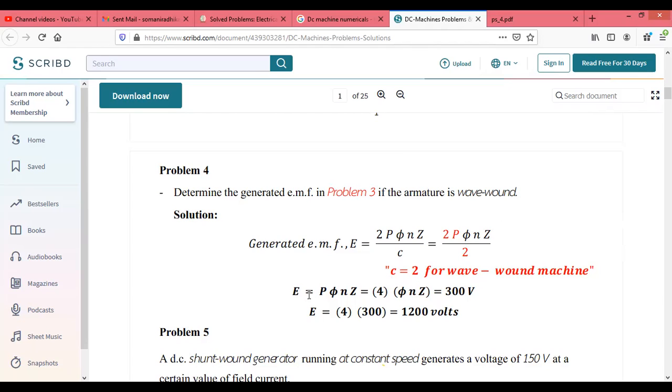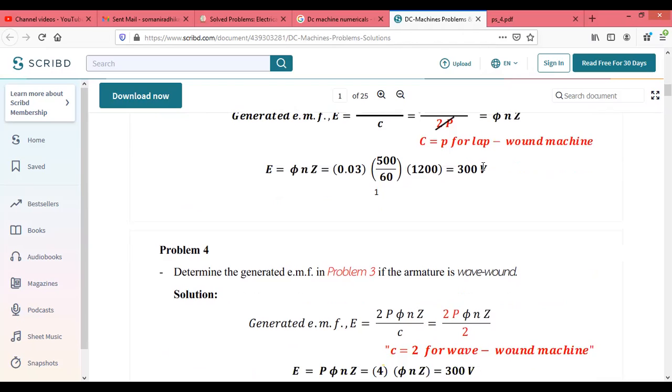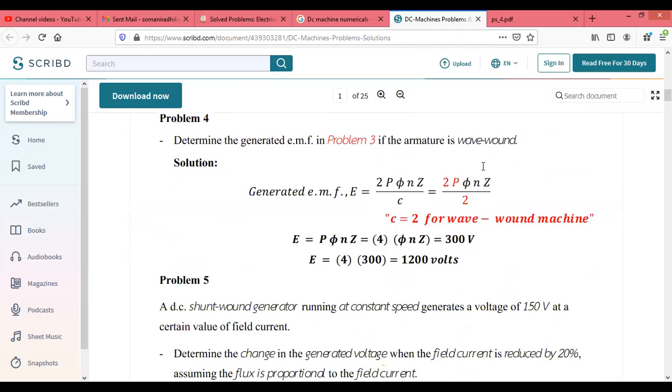ओके, so our equation will become, ये 2p वहां पे cancel हो रहा था, तो यहाँ पे सिर्फ additionally 1p आएगा. phi n z that will be same, only you are supposed to multiply that phi n z with p. That is nothing but the number of poles. We are having number of poles 4, तो यहाँ पे 300 जो आया था वही value we will get. Only you are supposed to multiply that 300 volt with 4. You will get E equal to 1200 volts for the wave wound.